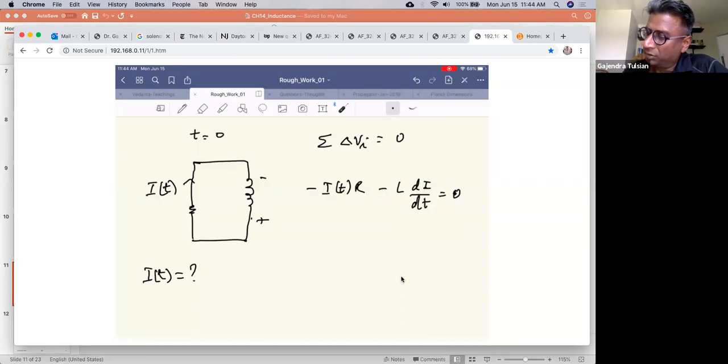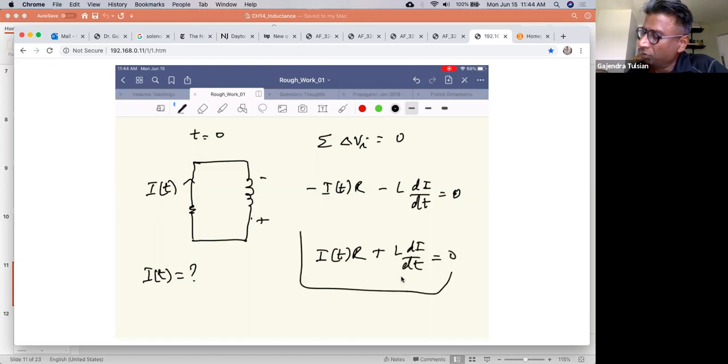So now the differential equation is IR plus L di by dt equal to 0. So there's the differential equation modeling the behavior of this system. Okay. So here's your mathematical model for this system. And again, you can solve this equation.